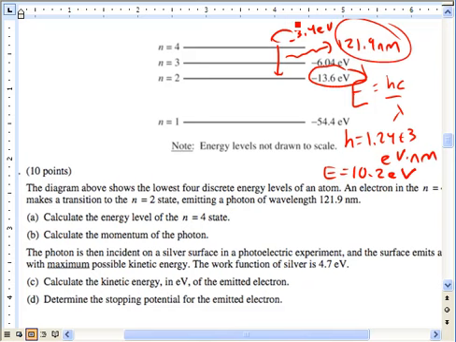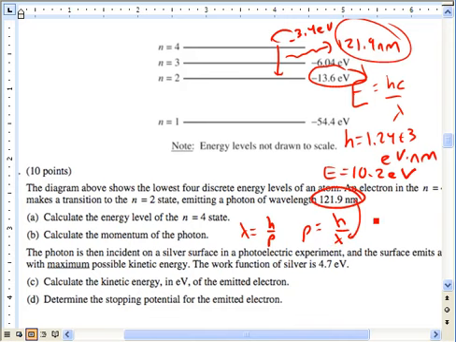at n equals 4. We want to find the momentum. Remember that the de Broglie wavelength equals h over the momentum. So momentum equals h over the de Broglie wavelength, and we know the wavelength is 121.9 nanometers. We plug it in there.